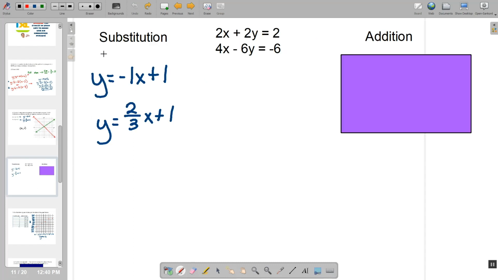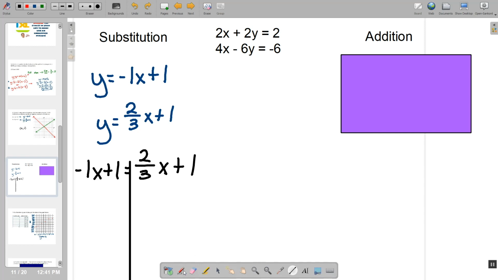So when I have the substitution method, the most popular way is that you can set these equations equal to each other. So you get negative 1x plus 1 equals 2/3 x plus 1. And then I can solve it like an equation down.